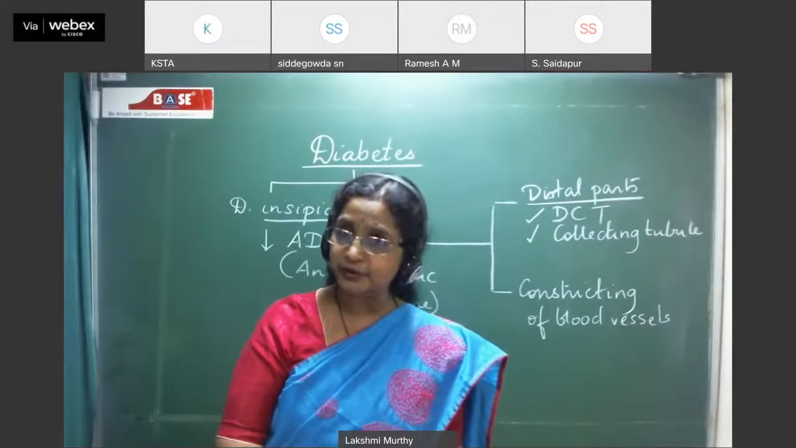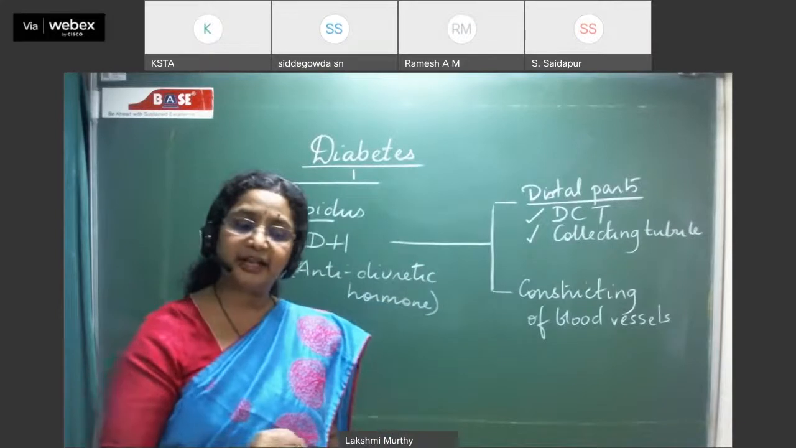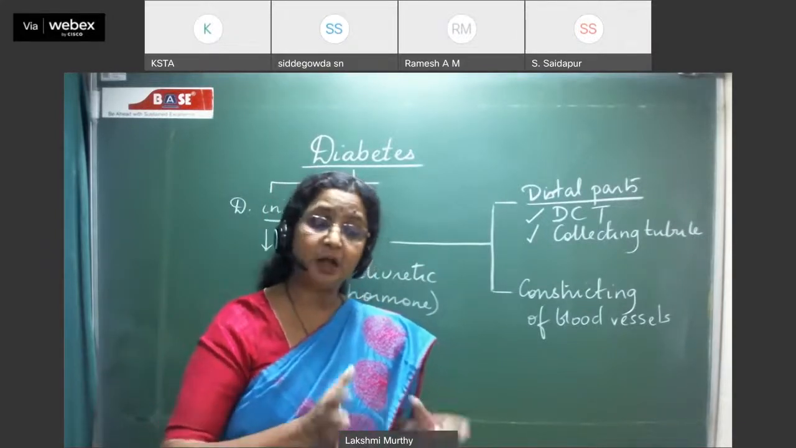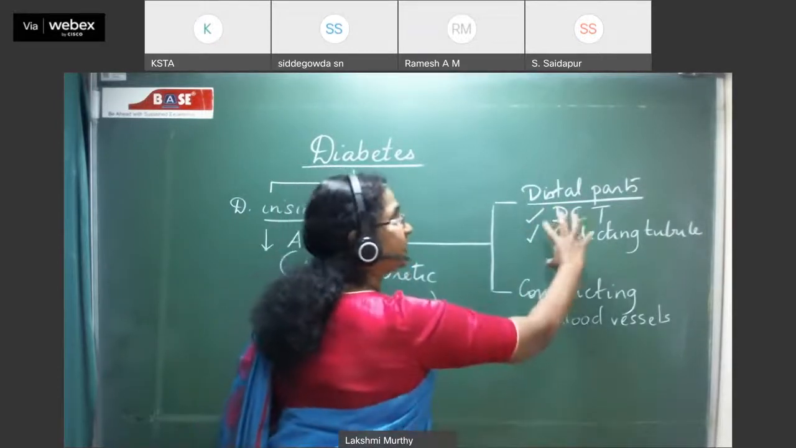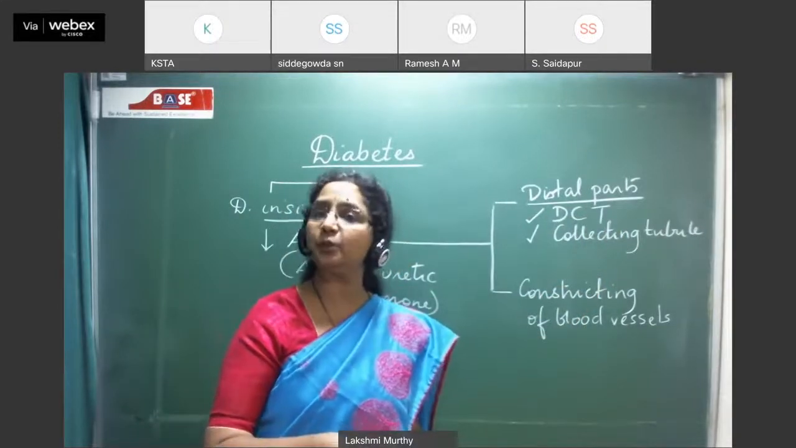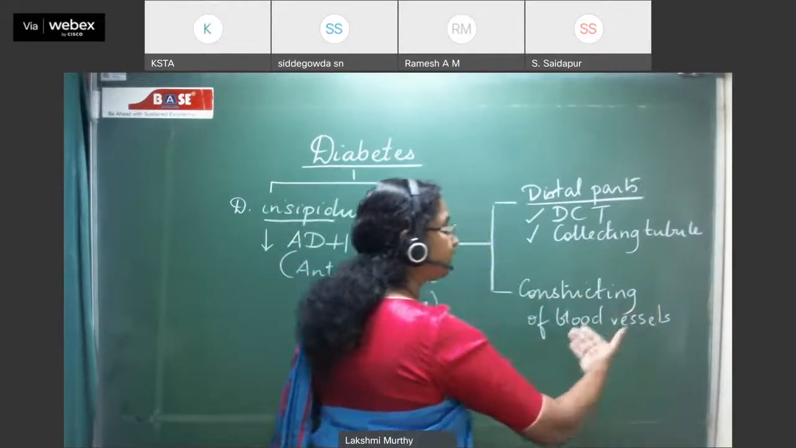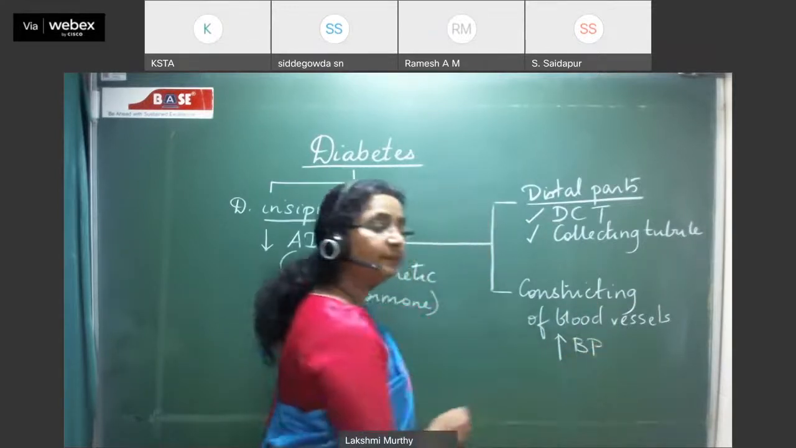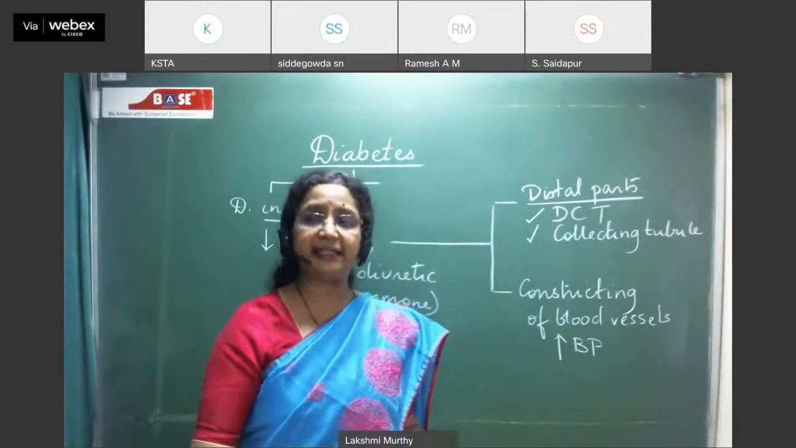So when you contract those smooth muscles, you find that the vessel will become narrow. When the vessel becomes narrow, blood pressure increases. When blood pressure increases, more filtrate will be available to the DCT and collecting tubule, giving a chance for more reabsorption of sodium chloride and water. So you are constricting the blood vessels, which means you are basically helping to increase blood pressure. When you increase blood pressure, it gives more chance for reabsorbing more NaCl and water.